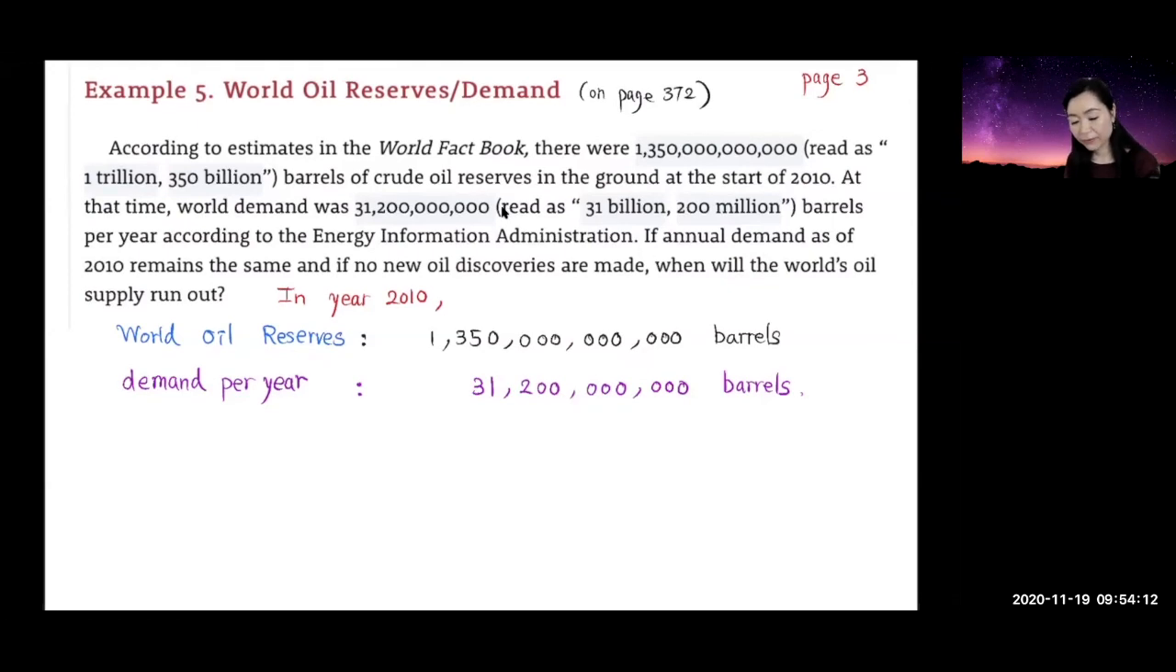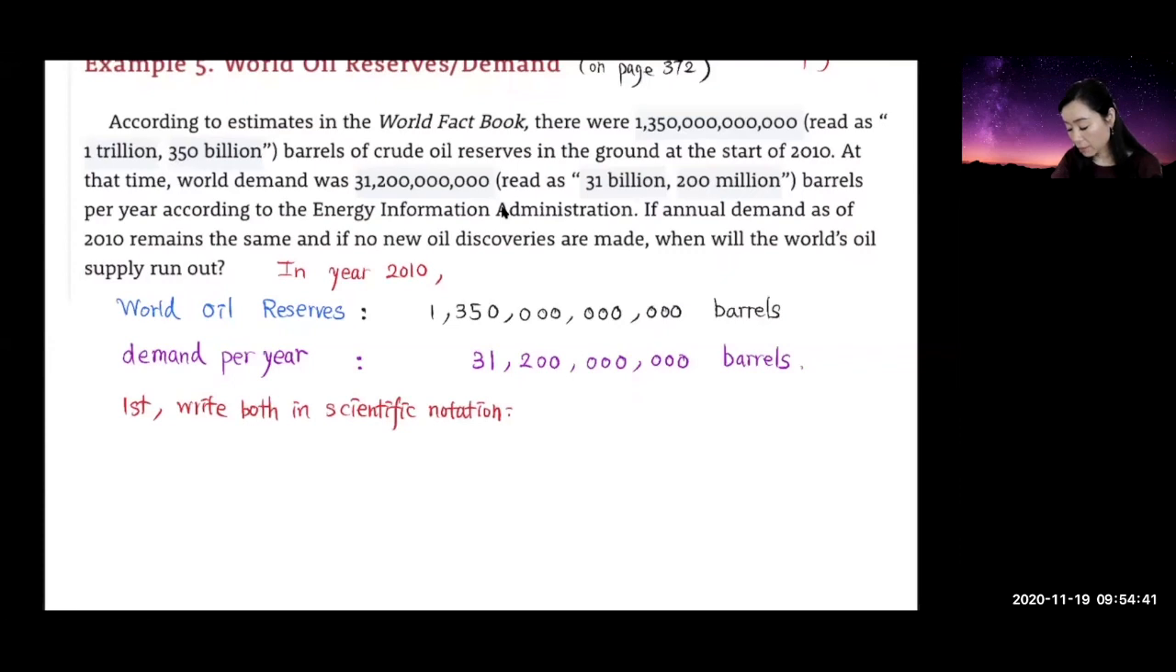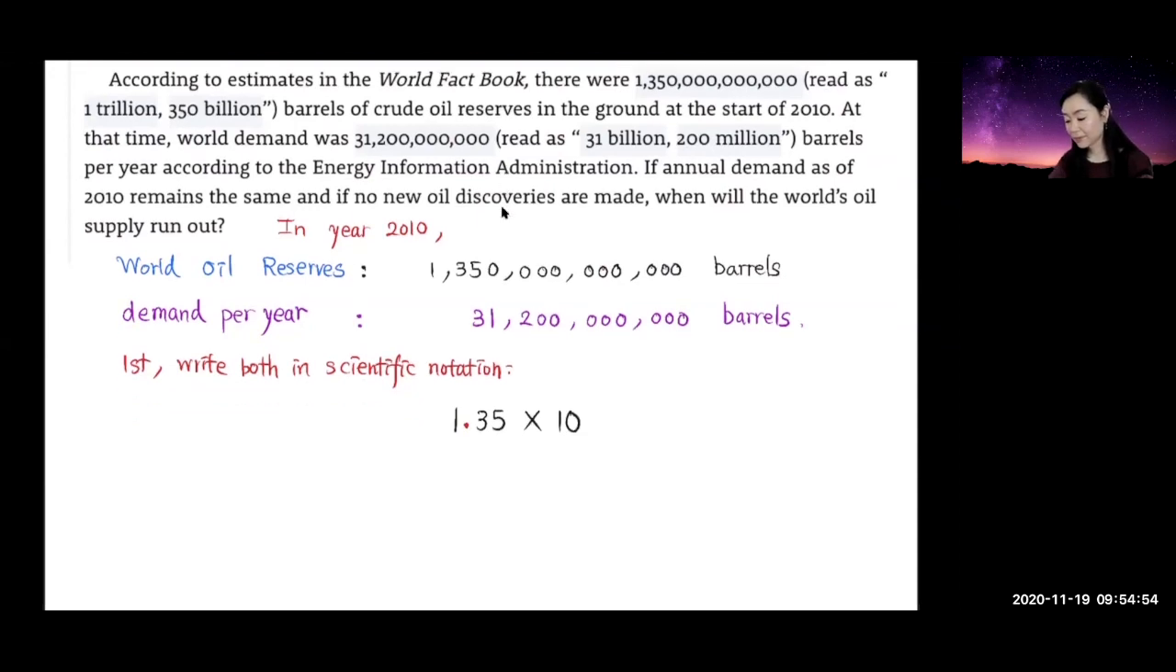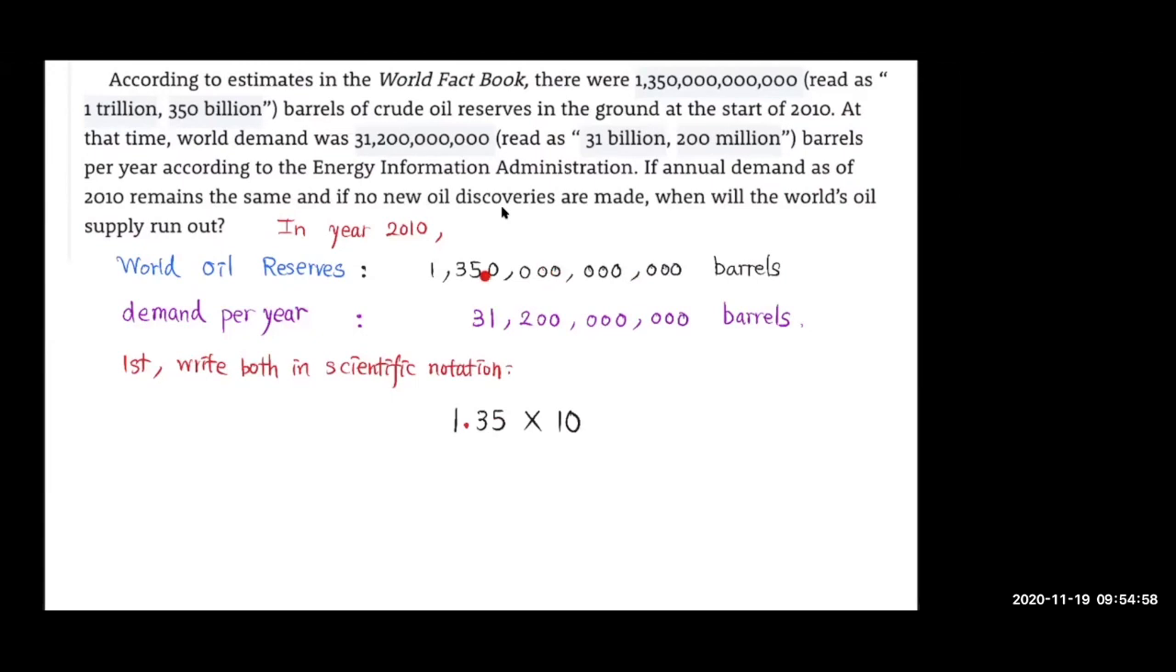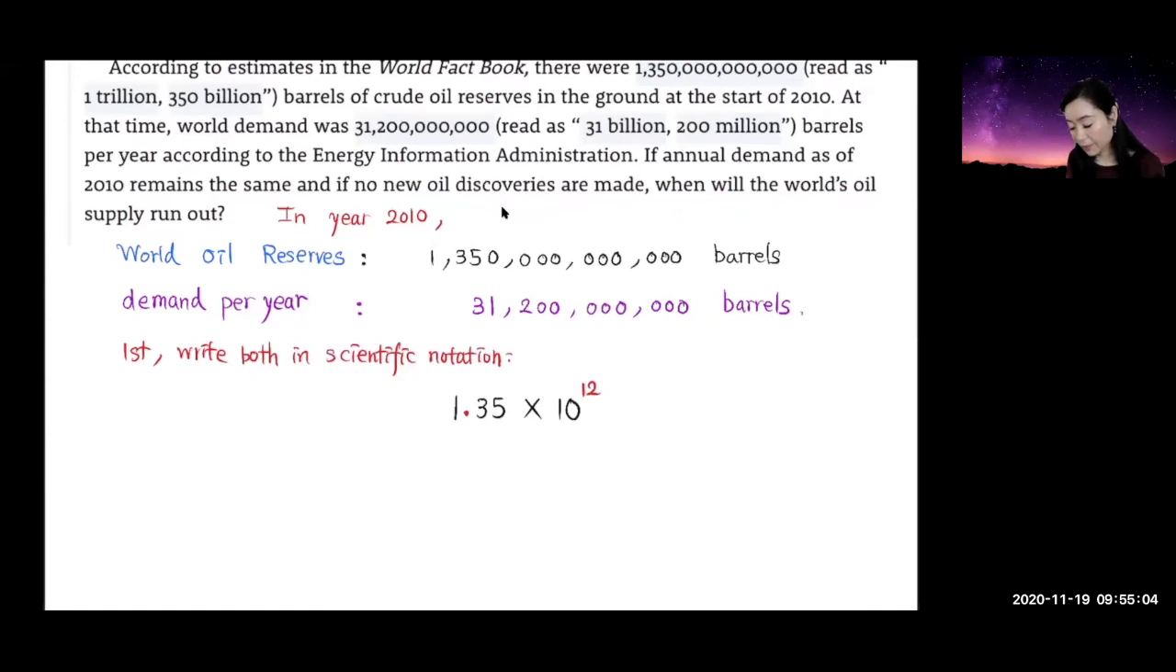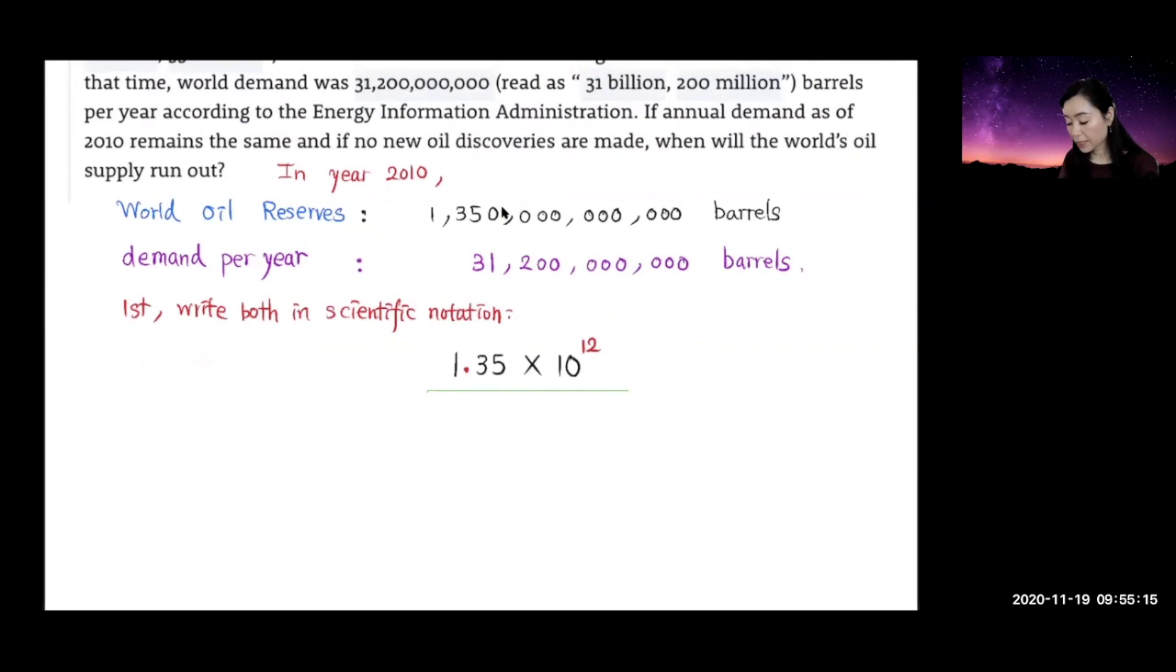But first, let's write both of them in scientific notation. It is 1.35 times 10 to the what power? 12. Yes, 12. That's good. So this is how many barrels we have. And then we divide by this number, which is how much we spend every year.